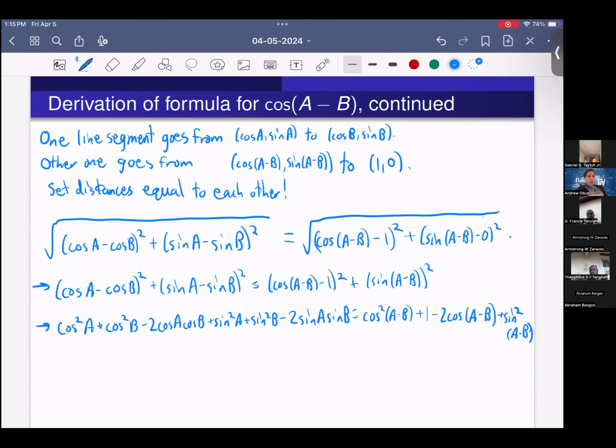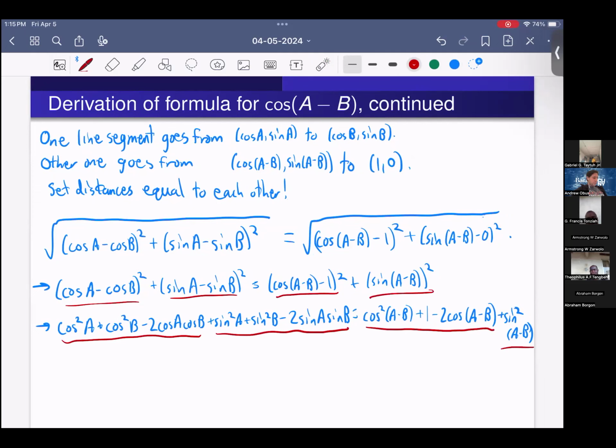I did the algebra a little fast, but all I did was square this out. This became this, I squared this, which became this, and then I squared this, which is just one term over here. Now I am a little worried that I did something dumb here. Oh no, we're good. Okay, great.